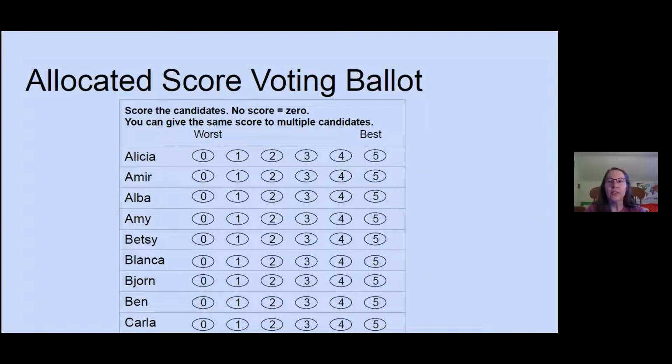Now we see a score voting ballot. In this one, you can score each candidate from 0, which is the worst score, to 5, which is the best score. And because there are 9 candidates and 6 scores, some of the candidates are going to get the same score. It might be 0, but some will get the same score.